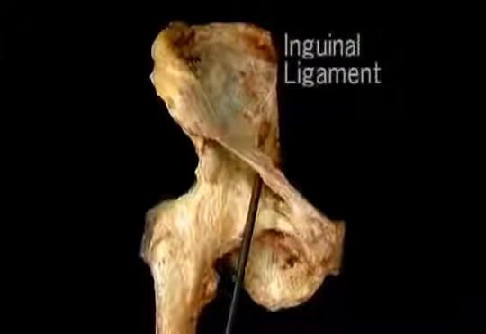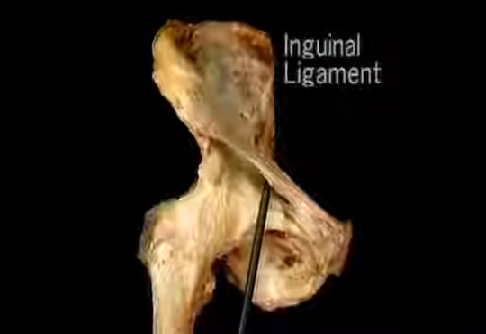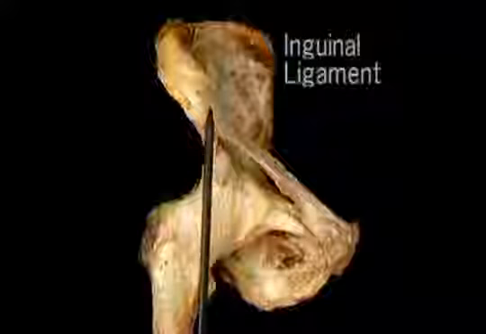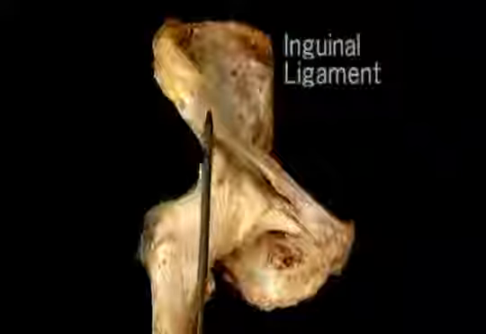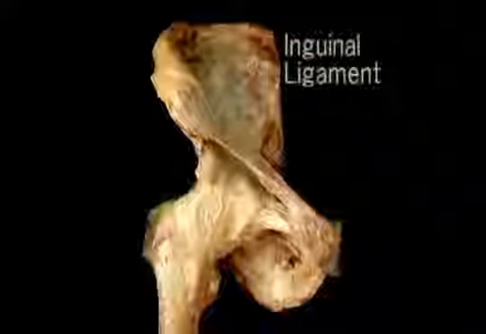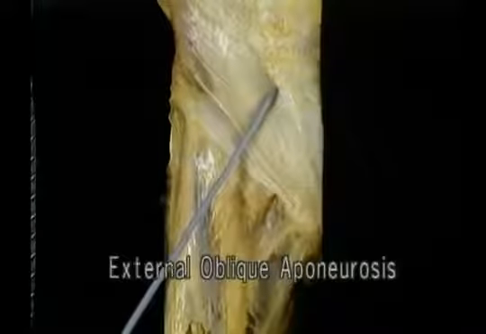Here's the inguinal ligament. It's a strong, tight band that forms the lowest part of the anterior abdominal wall. The inguinal ligament passes from the anterior superior iliac spine to the pubic tubercle. The inguinal ligament isn't an isolated structure. It's the lower edge of this large sheet of tendon-like material, the external oblique aponeurosis. The inguinal ligament is this part here. The fascia lata, which we've seen already, is attached to it along here.